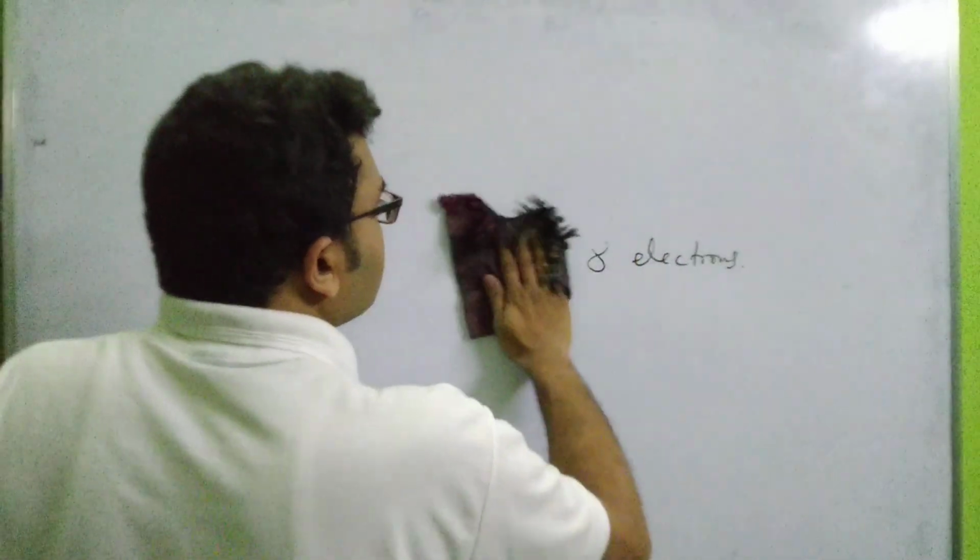So if I consider the first element, that is hydrogen. Hydrogen has an atomic number of 1. So how are the electrons distributed? There is only one electron and it can be easily accommodated in the first shell.